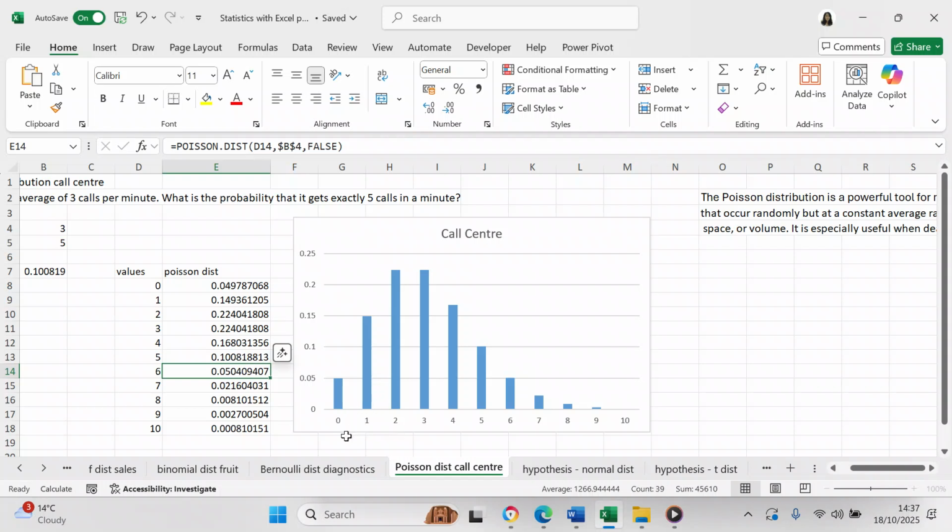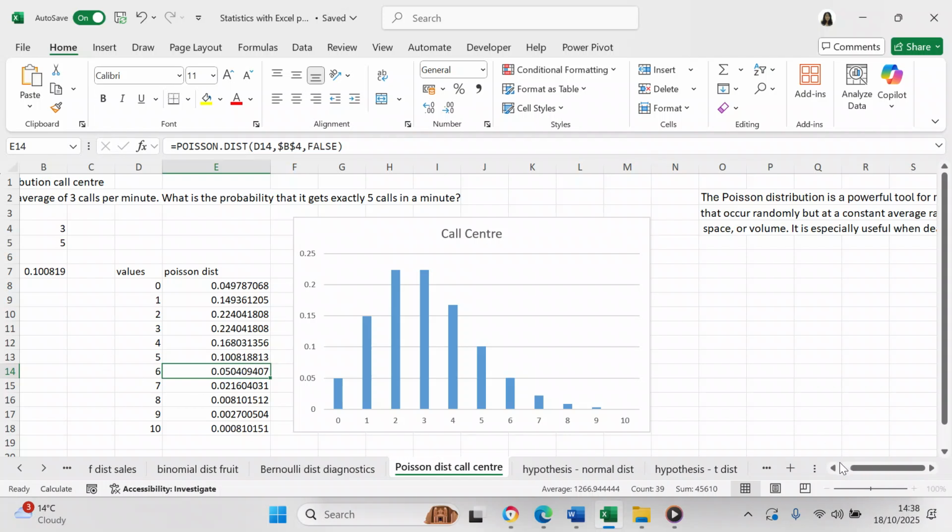So the probability of 0 calls is 5%. Probability of 1 call is 15%. 2 calls is maybe 22%. 3 calls is 22%. 4 calls is maybe 16%, and 5 calls is 0.1%. 6 calls is 5%. 7 calls is 3%. 8 calls is 2%. 9 calls is 1%. And 10 calls doesn't even figure.